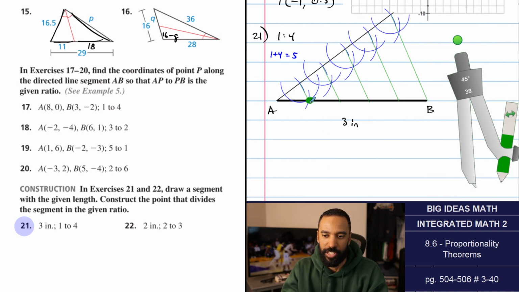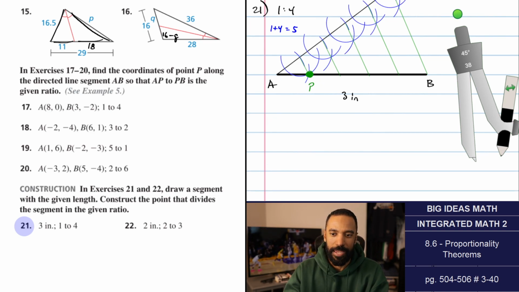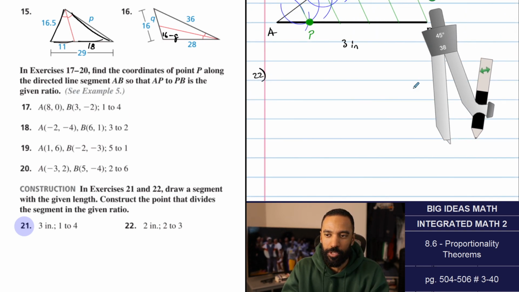Construct the point that divides the segment. It's this one here. I could call it P for now, I guess. And that's the answer. All right, there's number 21. Let's do the same thing for number 22. Now, 22, we do 2 inches.